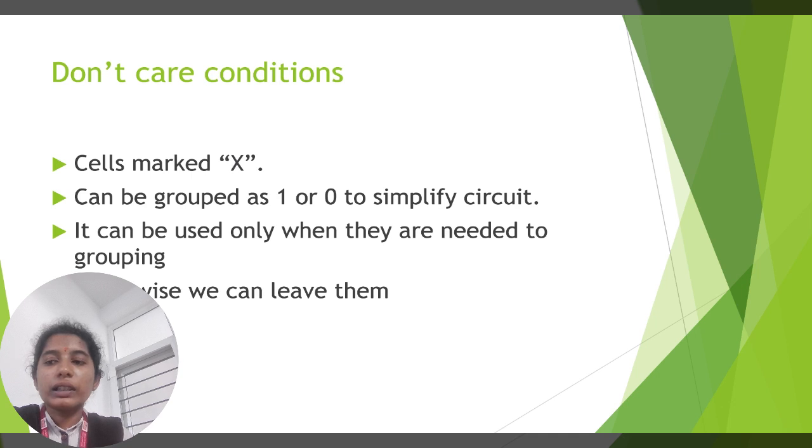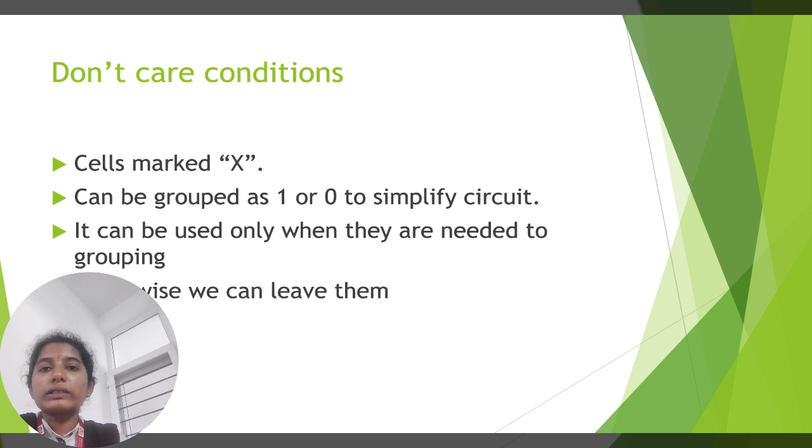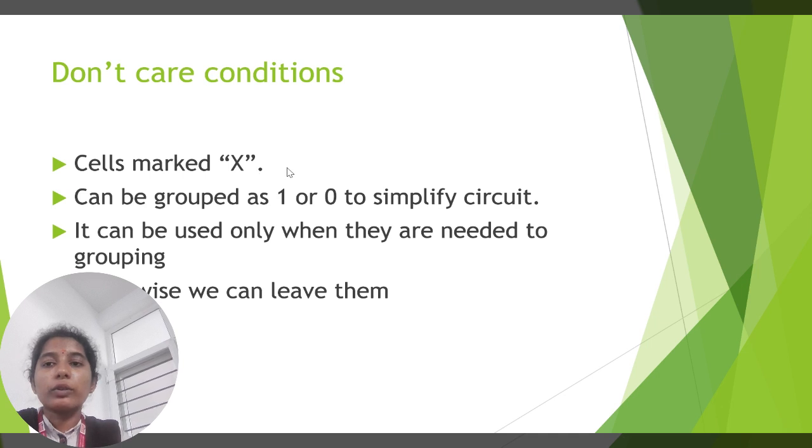Don't care conditions. Cells marked X can be grouped as 1 or 0 to simplify the circuit. They can be used only when they are needed for grouping. Otherwise, we can leave them. Don't care conditions are used only if they help form the highest possible grouping.